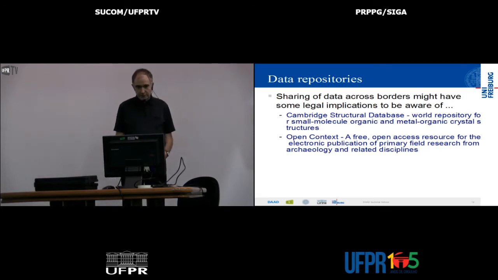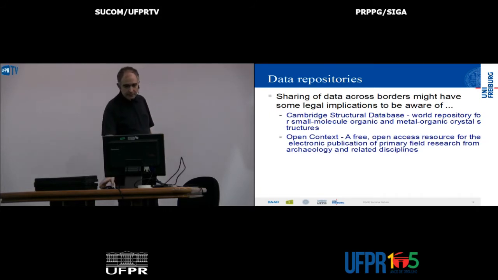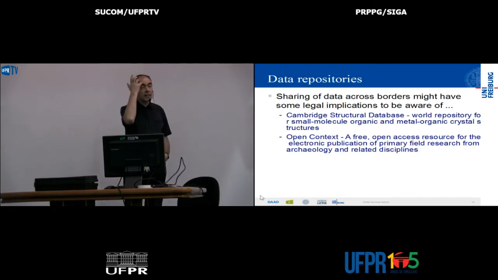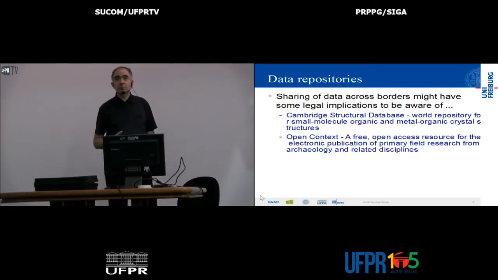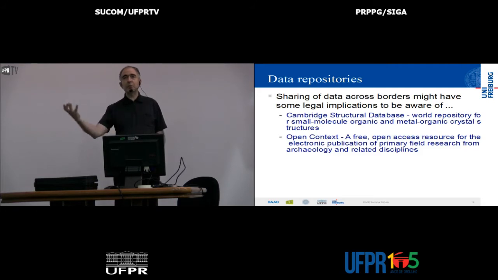Open Context, which is an open access resource for field research from archaeology. And you may think archaeology is a safe thing. But suddenly you realize that this wonderful skull or whatever was stolen by your state 150 years ago. And suddenly, because the information is freely available, you're having a political issue. They want the skull back. Makes sense.